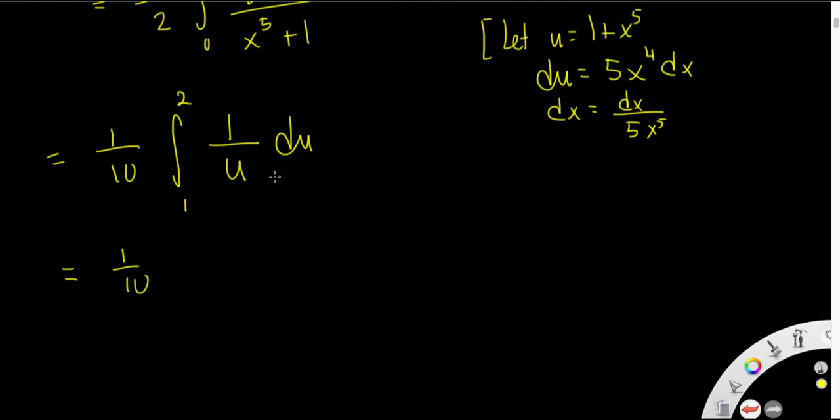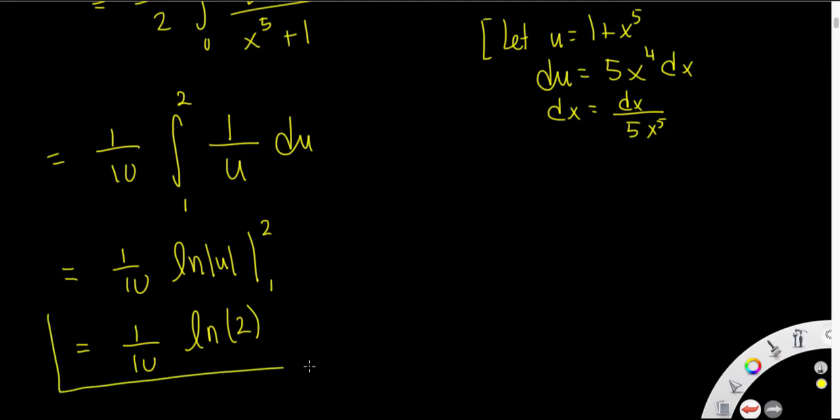The antiderivative of 1 over u is ln absolute value of u, evaluated from 1 to 2. Plugging in our bounds from 1 to 2, we get 1/10 ln 2. And here is our solution.